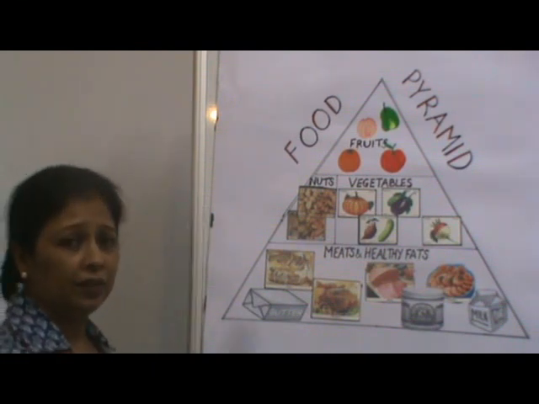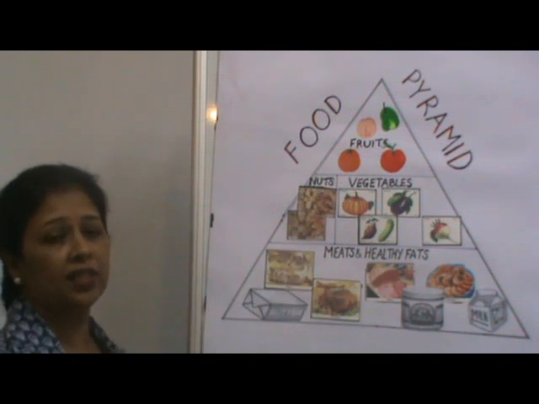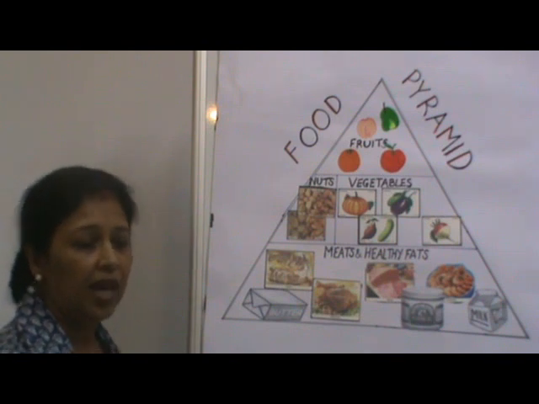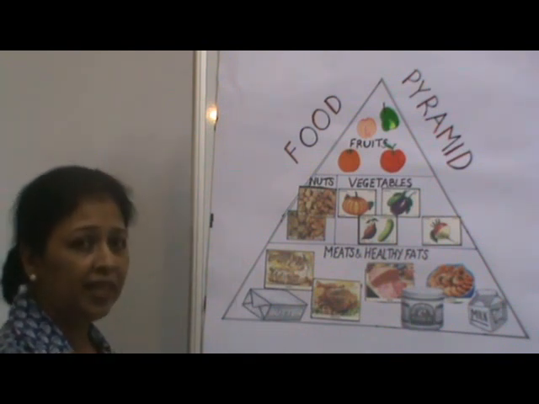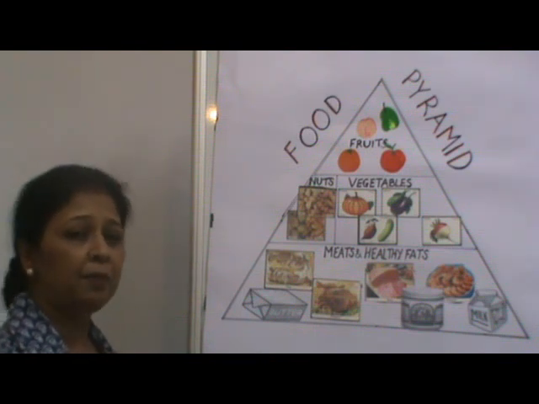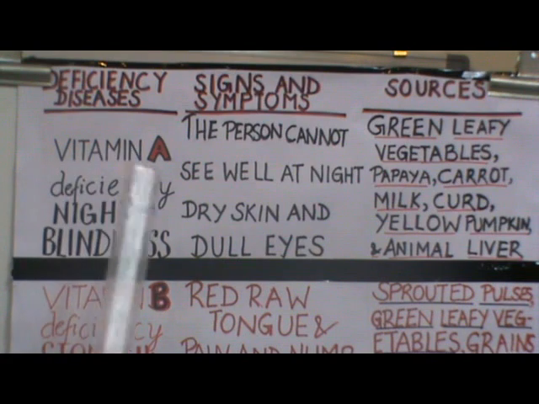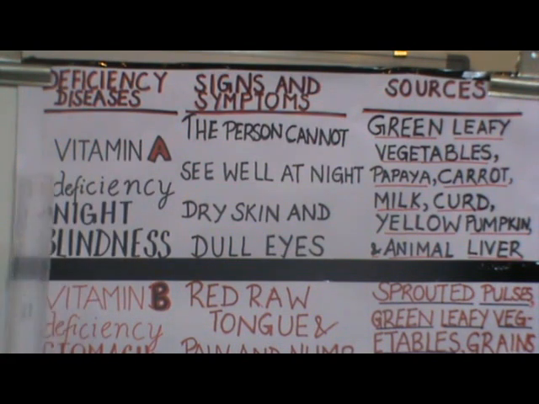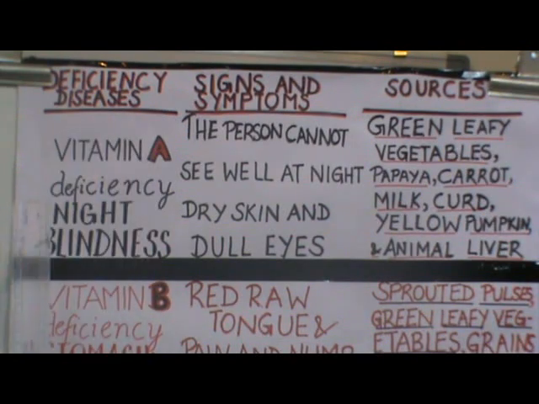Any deficiency of these nutrients causes deficiency diseases. And now we will come to the deficiency diseases with their symptoms and their prevention. Here are some diseases which are caused by deficiency of different vitamins. The first one is vitamin A, which causes night blindness.